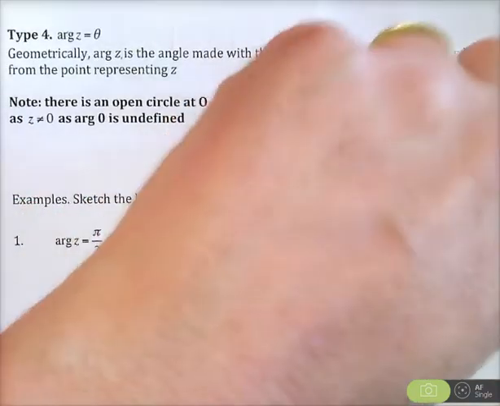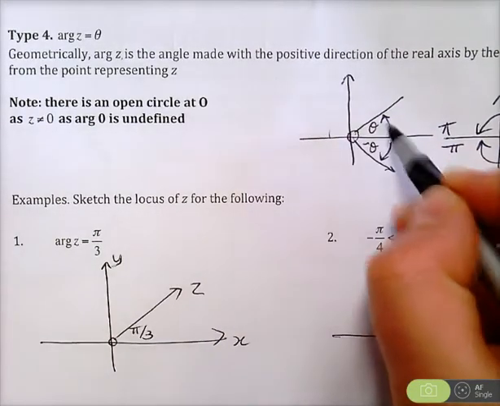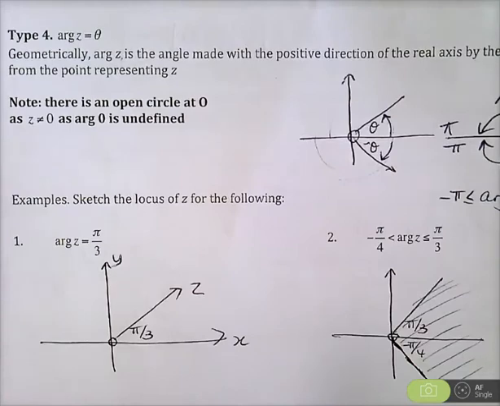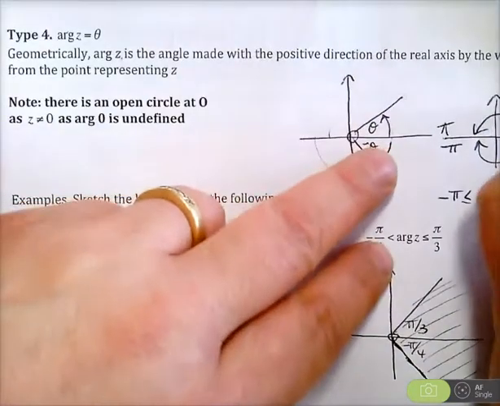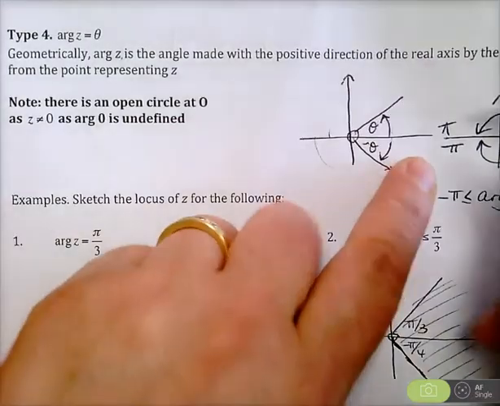runs from negative pi to pi. Remember, you can't have 2 pi. You can't have 3 pi on 2. Can't have that. So arg z can be positive this way or negative that way. Now, that would be a positive theta and this would be a negative theta. All the way up to pi. Up to negative pi, sorry.